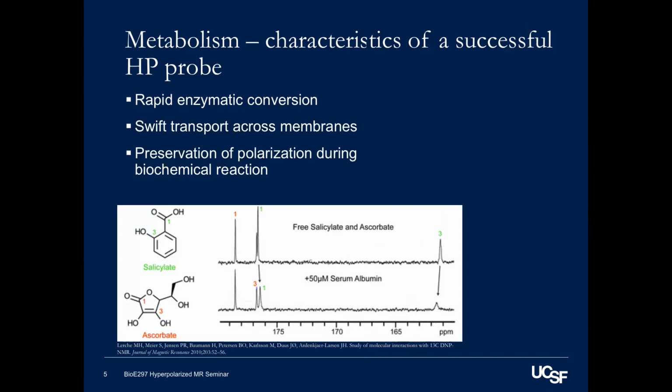And so the third aspect that we just saw, like the benzoic acid example, is preservation of the polarization during the biochemical reaction. So here's an example again of salicylic acid and ascorbic acid. In just solution, you see really sharp peaks. But once you add serum albumin, which is a really large protein that non-specifically binds to a bunch of small molecules in the blood, and this is the most abundant protein in the blood, and it can bind up to 50 different molecules, and it can take as many as like 20 different molecules at a given time, you can see that the signal is again squashed.